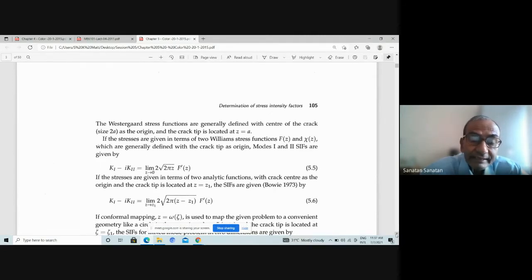And in case the crack tip is located not at z equal to 0 but at z equal to z1, the SIF expression is again given by K1 minus iK2 equal to the limit z tending to z1 of 2 root 2 pi (z minus z1) F dash z.